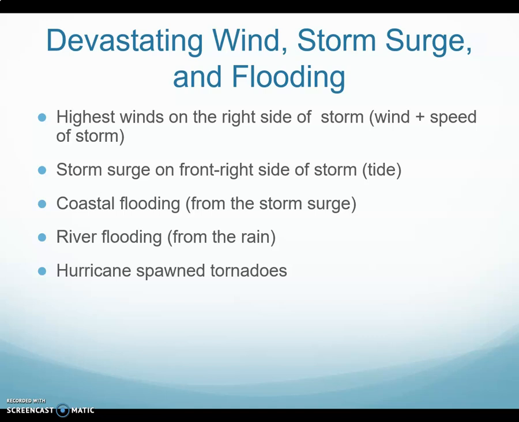One last big devastating effect of hurricanes is hurricane-spawned tornadoes. Remember that a hurricane is nothing more than a bunch of thunderstorms working together in one. And so you have a number of thunderstorms that are strong enough they can actually spawn tornadoes. We'll talk in a future video about Hurricane Ivan that had a record number of 117 tornadoes.